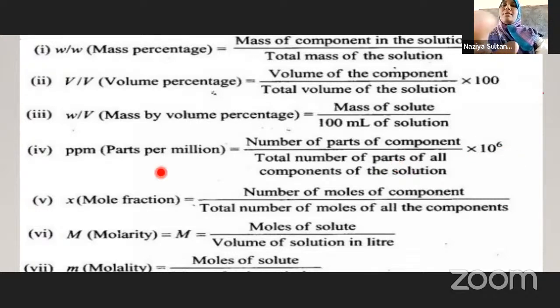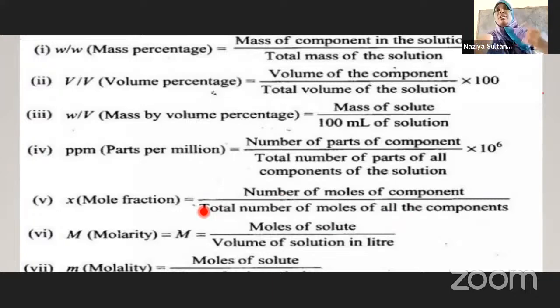Next, coming to the mole fraction. Again, this mole fraction also doesn't have a unit because it is the ratio of similar quantities. It is the number of moles of a component to the total number of moles of all components. That is what mole fraction is.